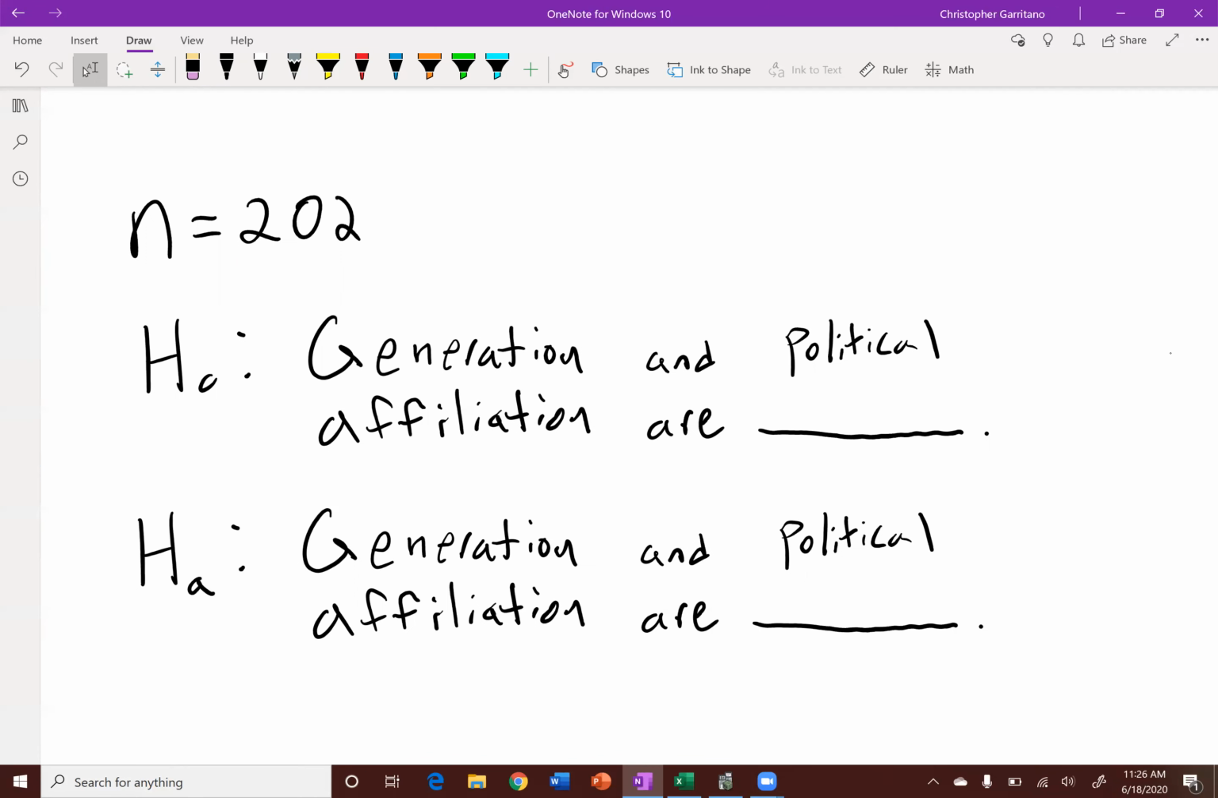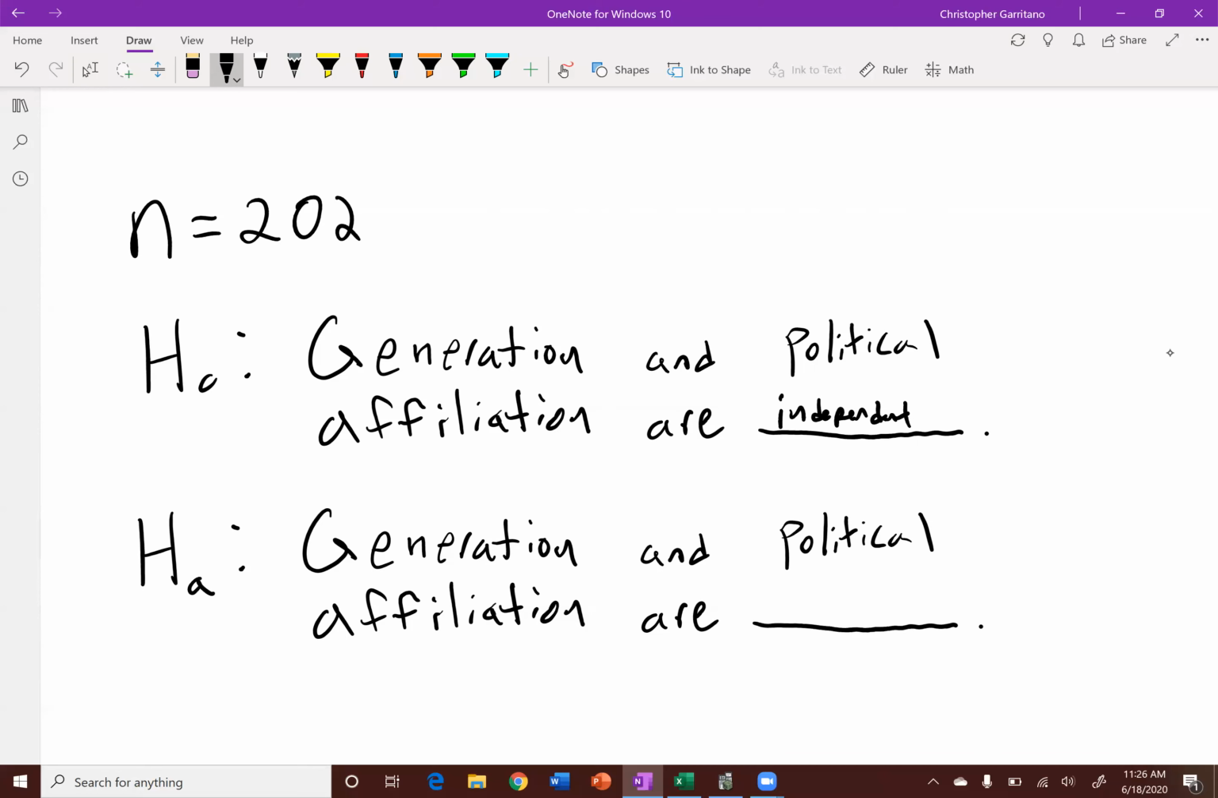So in the previous test, we assumed that the distribution of those categorical variables were homogeneous. In other words, they were all the same. And so in order for us to make a similar assumption here, we are going to assume that generation and political affiliation are independent. That is going to be the assumption that we carry out through this process. We are going to assume independence.